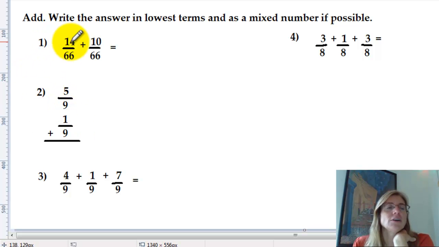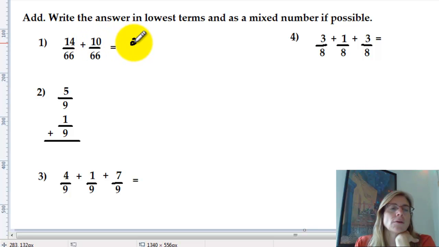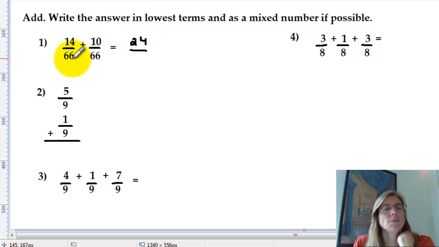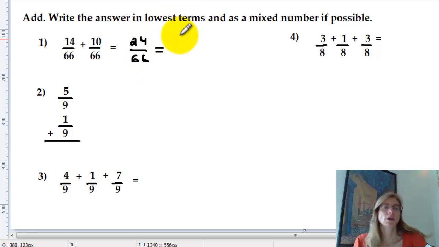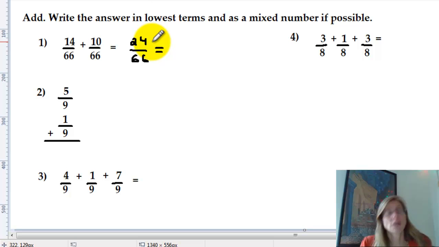Okay, so 14 plus 10 is 24. We do not add denominators. There's already a common denominator, so it just becomes 66. Now we have to put it in lowest terms. And we know we can divide this. I'm guessing we can divide it by 3.